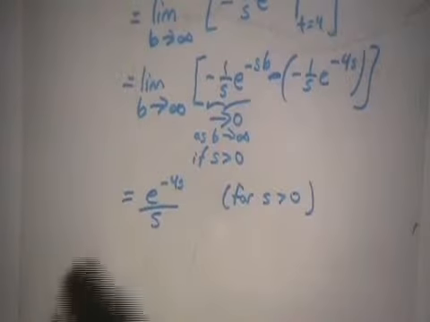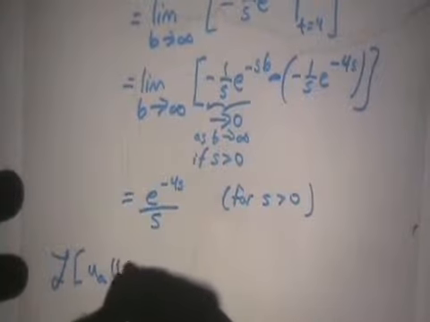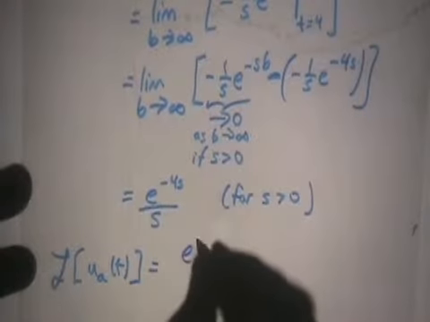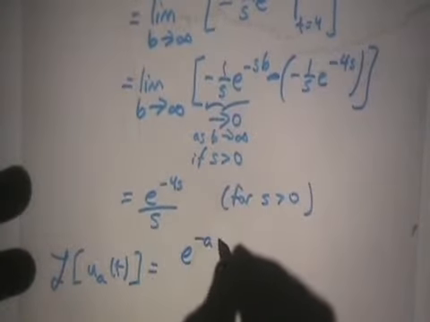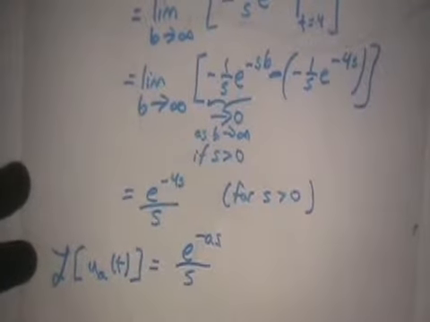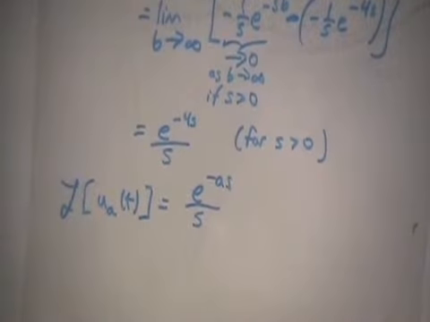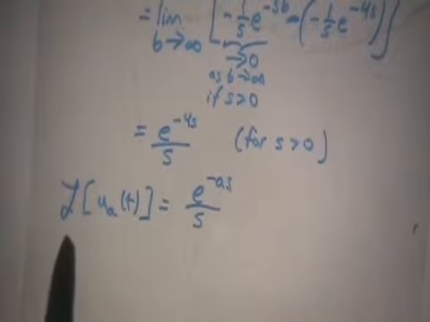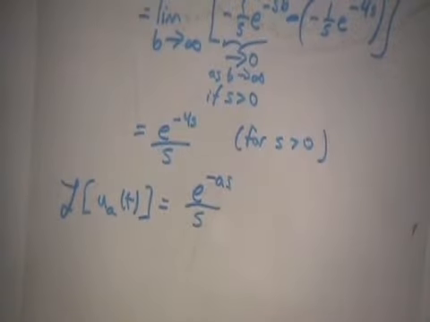In general, the Laplace transform of u sub a of t can be shown to be e to the negative as over s, where a is any number, and u sub a of t is a function which is 0 when t is less than a, and jumps up to 1 when t is greater than or equal to a. So that's going to be useful now for the differential equation.